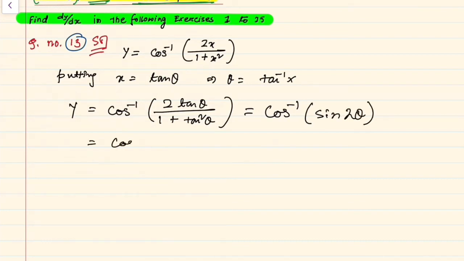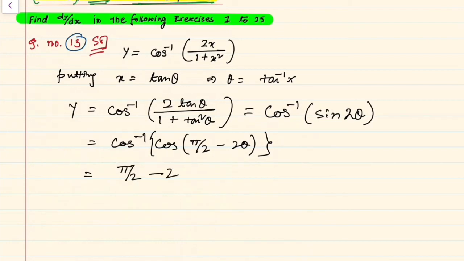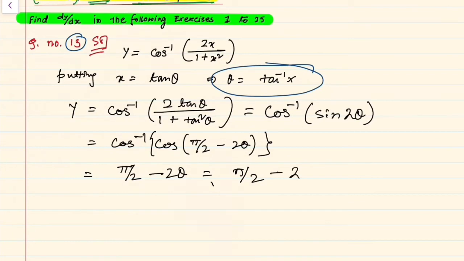So cos inverse sine twice theta can be written as cos pi by 2 minus 2 theta. So this gives pi by 2 minus 2 theta. Now replace theta by this value of theta: pi by 2 minus 2 tan inverse x.